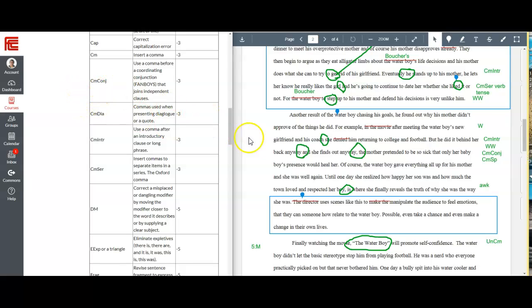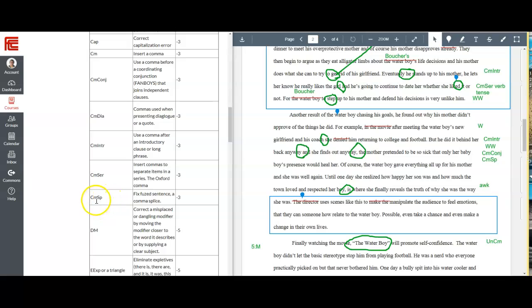So let's look for the one, comma INTR. Use a comma after an introductory clause or a long phrase. Comma conjunct means comma conjunction: use a comma before a coordinating conjunction. And the other one is comma SP. It means fix fused sentence, a comma splice. And I'm going to talk to you about how to figure out what this means.